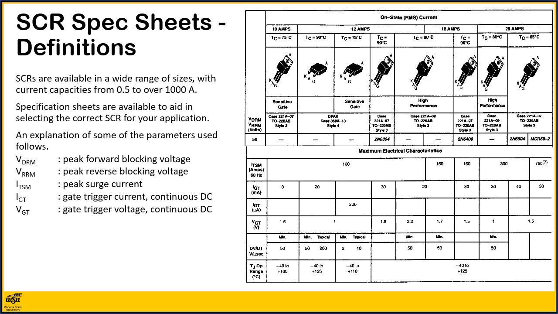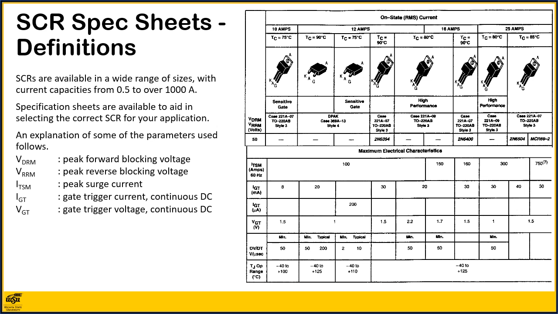SCRs are available in a wide range of sizes, with current capacities from 0.5 to over 1000 amps. Specification sheets are available to aid in selecting the correct SCR for your application. An explanation of some of the parameters used are as follows.